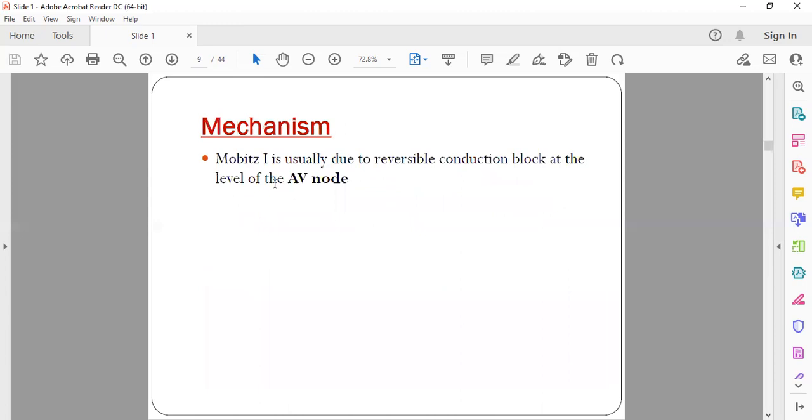So what is the mechanism of Mobitz 1? It's usually due to reversible conduction block at the level of the AV node. As I already said, there's a defect in the AV node. So there is reversible conduction block at the AV node.